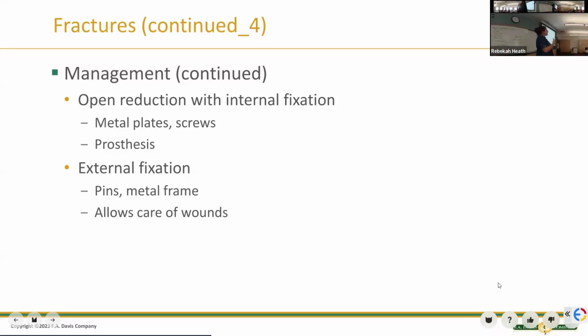And so he had an external fixator, which means they did surgery where they opened it up. Plates and screws couldn't hold it together just on the inside. So you have these external metal rods and things that help hold everything in place.